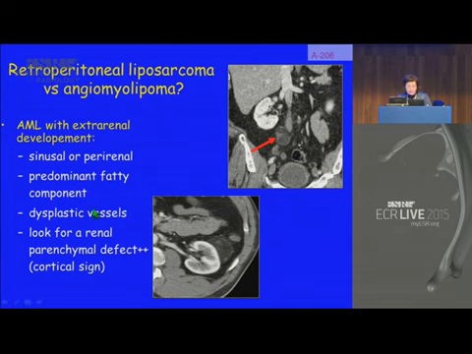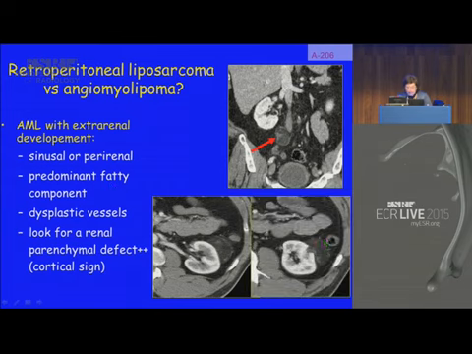Both lesions have a fatty component. However, the presence of dysplastic vessels and a renal parenchymal defect at the site of origin of the mass, as you can see here in this example, also known as the cortical sign, favors renal origin, as in this patient with an angiomyolipoma, which is different from that patient with a primary liposarcoma.